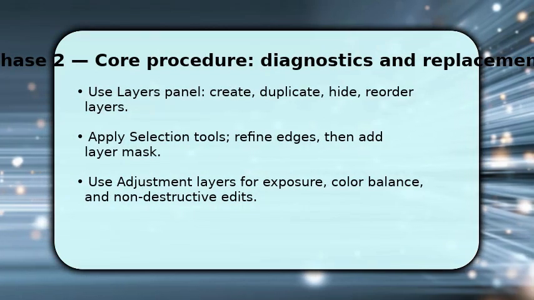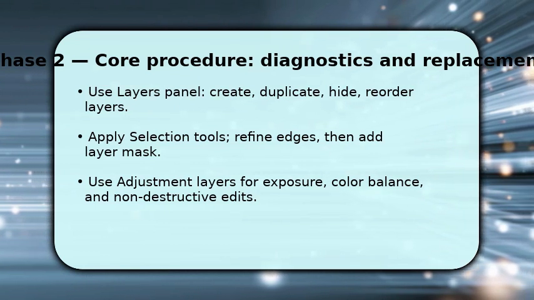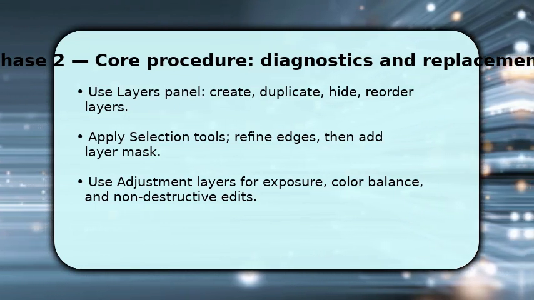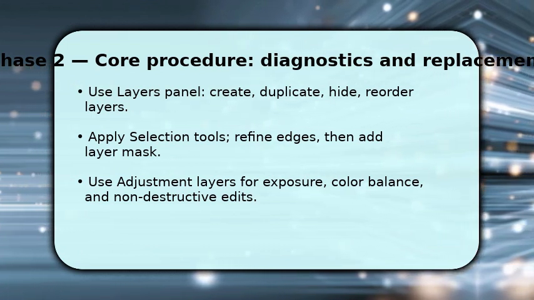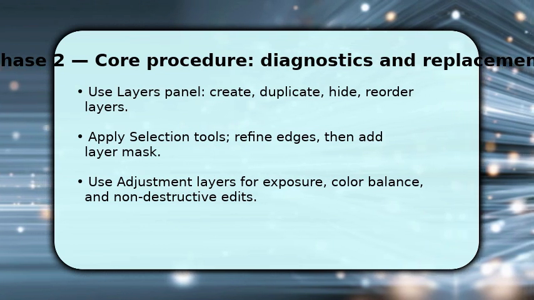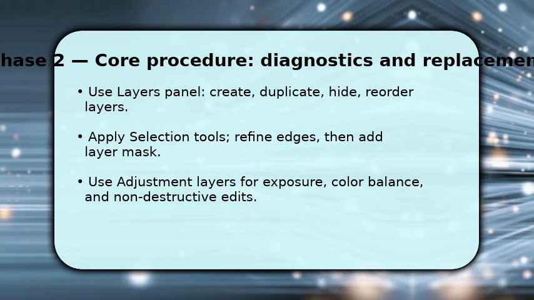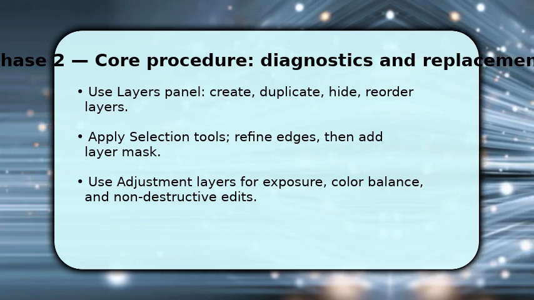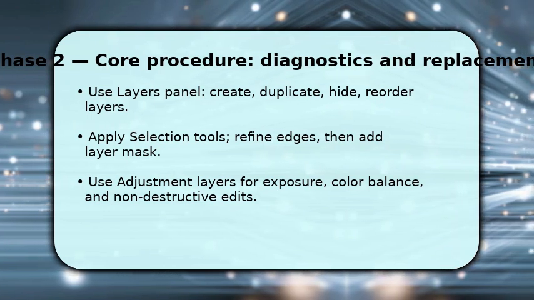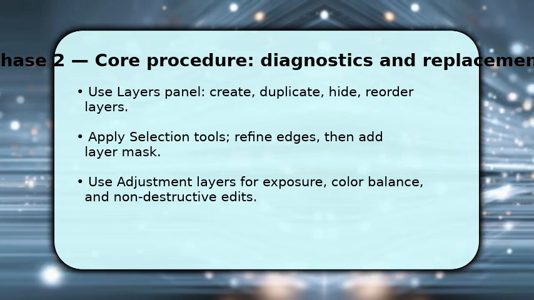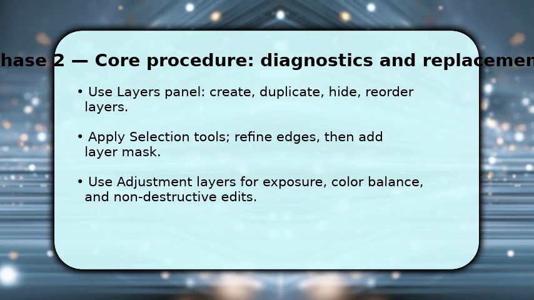You'll work through the core edits using layers and masks. First, duplicate the background so you always have an original, then add new layers for retouching or graphics. Use lasso, quick select, or brush selections to isolate areas and convert that selection into a layer mask to edit non-destructively. Once done, apply adjustment layers for exposure, color, and contrast. This lets you tweak values without altering pixels. Make sure to group related layers to stay organized as complexity grows.